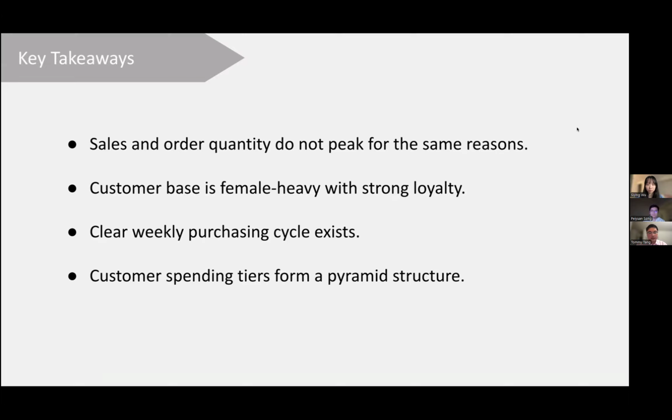And lastly, the customer spending tiers form a pyramid structure. Most of the customers fall into the casual and core tiers, while VIP and VVIP customers are fewer. That actually makes sense because of the low prices of the office goods and accessories, which lead to low expenditure among casual and core customers.